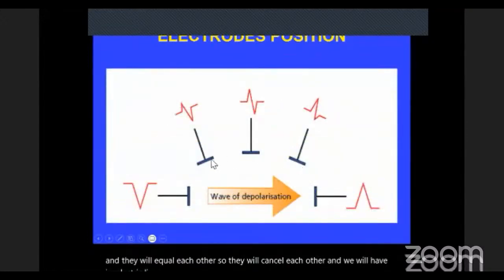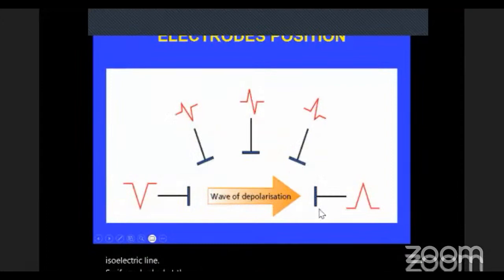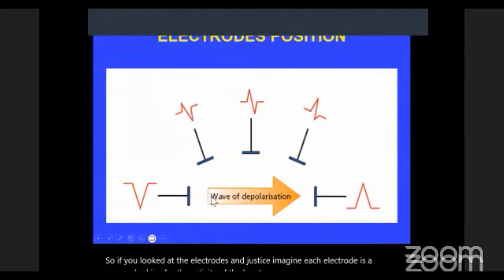So if you look at the electrodes, just imagine each electrode is a camera looking for the electrical activity of the heart. If the wave of depolarization is moving in this direction, this electrode will show a negative deflection, because the depolarization wave is moving away from the electrode. This electrode will have a positive deflection because the wave of depolarization is moving towards it.